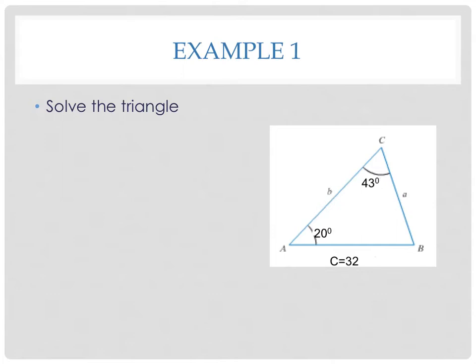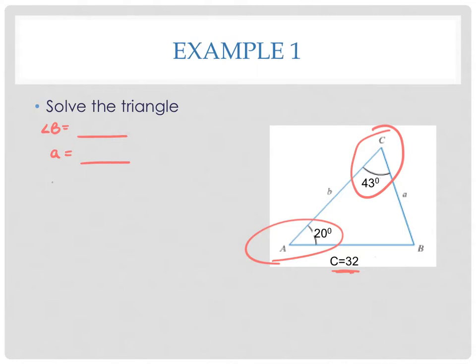So this example literally says solve the triangle, and when you see the words solve the triangle, it means find all the missing angles and all the missing sides. So based on what you're looking at already, I've got angle C, I've got angle A, and I've got side c. What I'm missing is angle B, I'm missing side a, and I'm missing side b. Capital letters are used to name the angles, lowercase letters are used to name the sides.